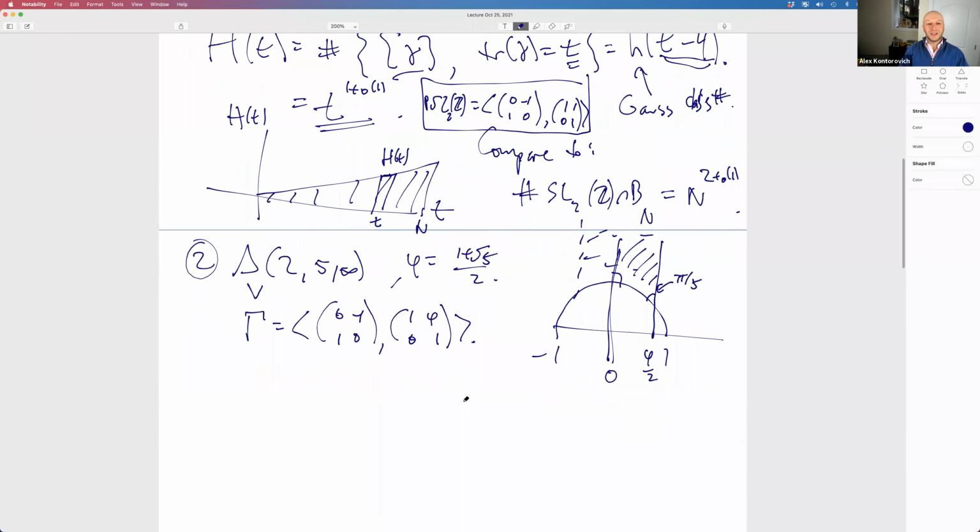Well, so what does that mean? That means that this group is a subgroup of SL2. It's all 2 by 2 matrices with determinant 1. But the coefficients are now not in Z, they're in Z adjoin phi.